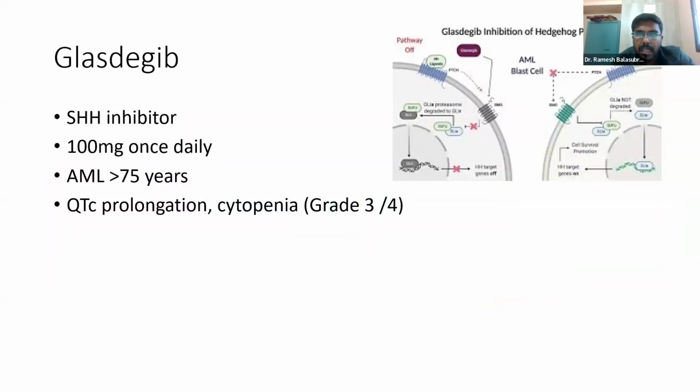Glasdegib is a sonic hedgehog inhibitor, which inhibits the hedgehog pathway. The dosage is 100 milligram once daily. In elderly AML, unfit AML, it can be used along with venetoclax. The problem is cytopenia and QT prolongation.